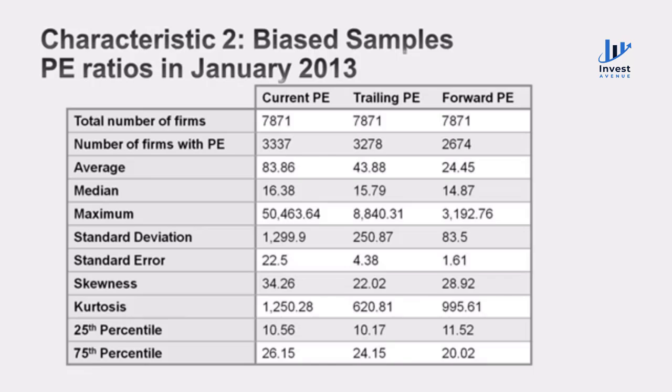Notice also that out of the 7,000 plus firms, only about 3,000 plus firms have PE ratios. What happened to the rest? Well, there's a simple explanation. For a company to have a PE ratio, the earnings per share has to be positive. So for those companies where the earnings per share are negative, they drop out of the sample.